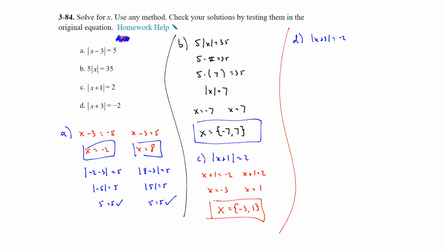So, can this work out? Is there some solution where this would work? And the answer is no, because we can't have an absolute value equal to a negative distance. So on this one, there is no solution. There's no value for x that will ever work for part D.